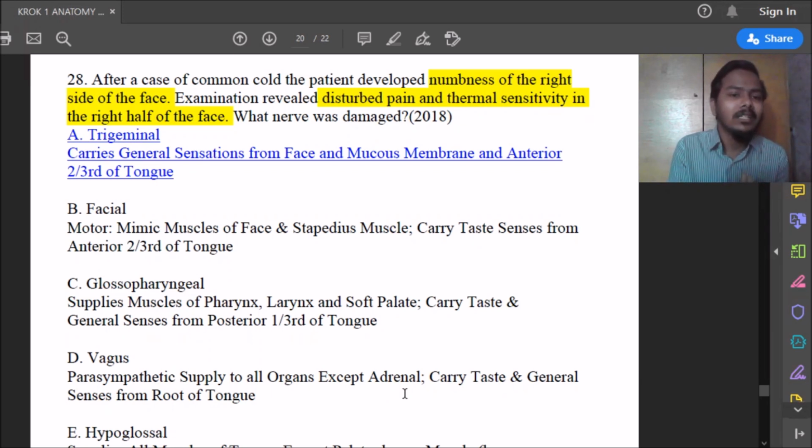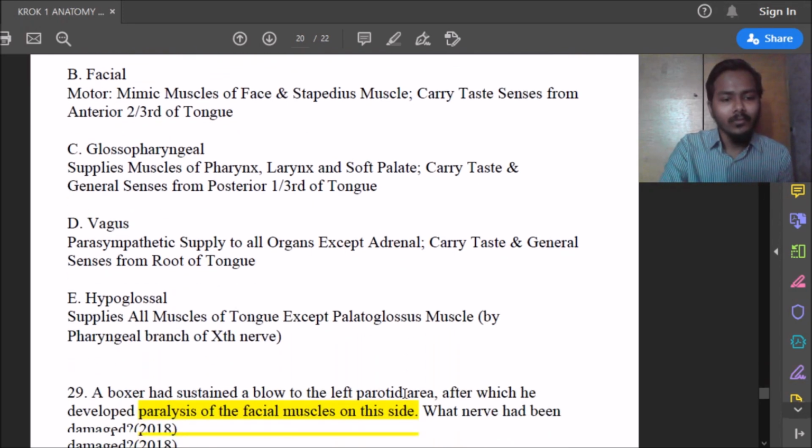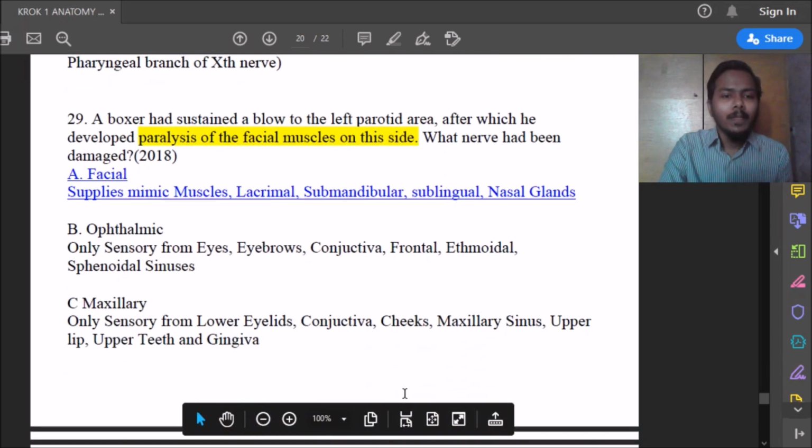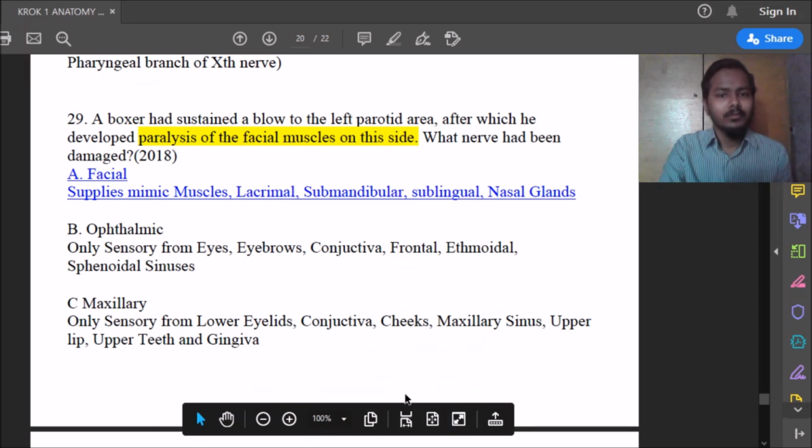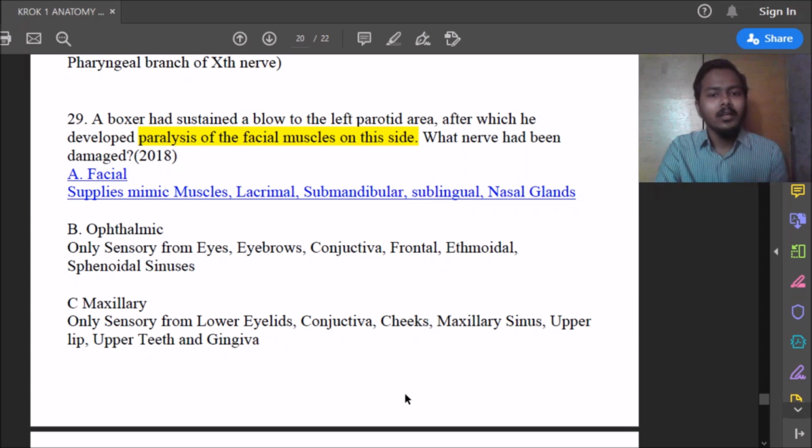The trigeminal nerve carries general sensation from the face, mucous membrane, and anterior two-thirds of the tongue, for example thermal, pain, and temperature sensation of the face. For paralysis or paresis of the face muscles, we say facial nerve. Damage to the facial nerve causes paralysis. It supplies the mimic muscles, lacrimal gland, submandibular, sublingual, and nasal glands.